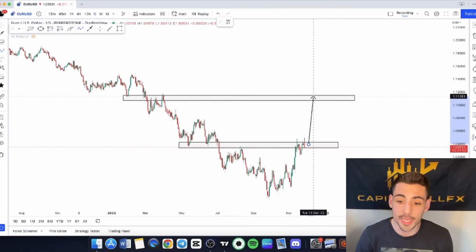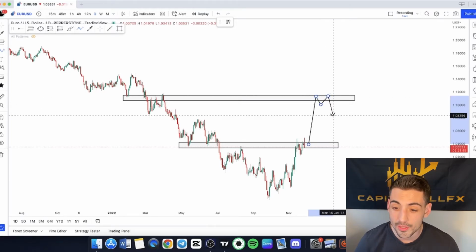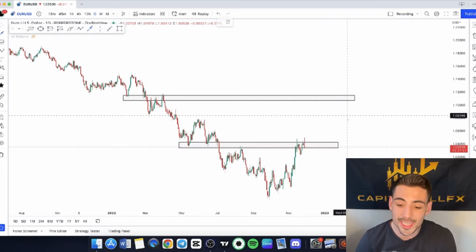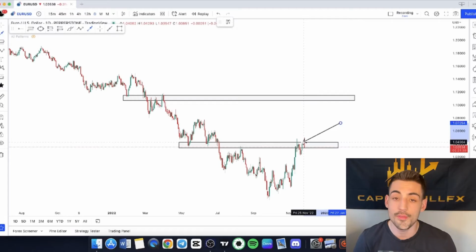So it's not likely that price is going to bounce at this level, because we don't know if price is going to bounce here since it was such a long time ago. But this zone right here, we have a very good indication that price could potentially react here because we just recently rejected off this level not too long ago.